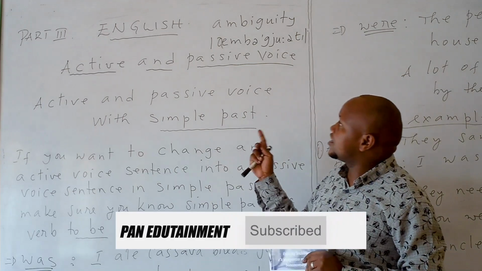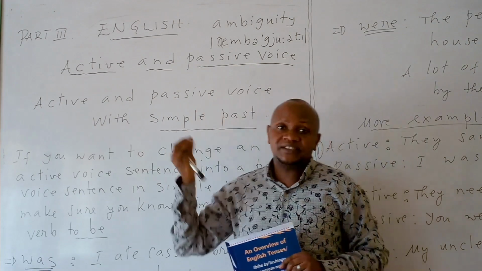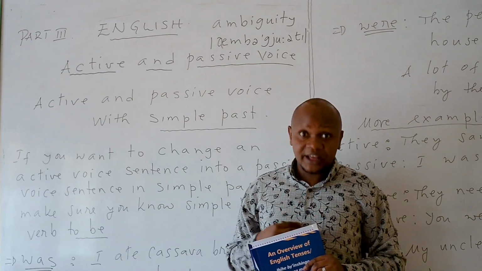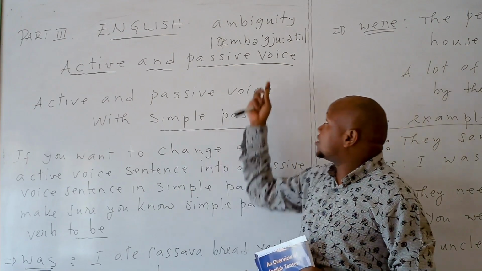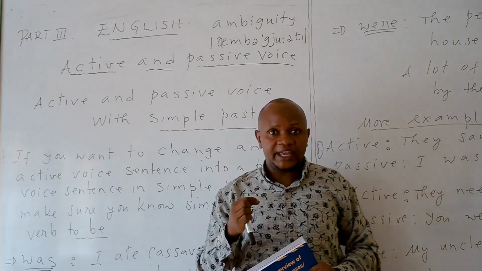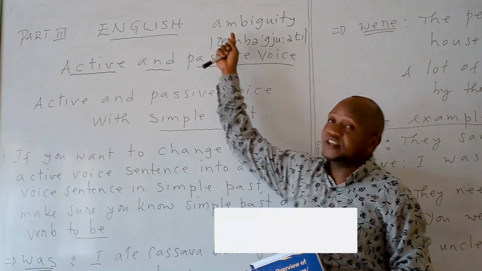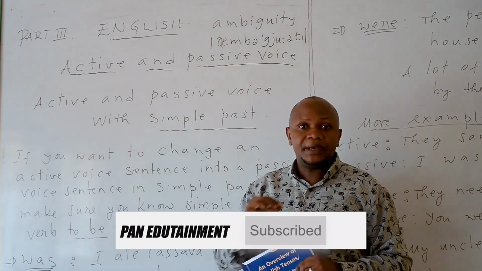Nice. Then here we have active and passive voice, dear students. Part 3. But before teaching you this lesson, I would like to give you the word of today. Today's word is this one, which is ambiguity.